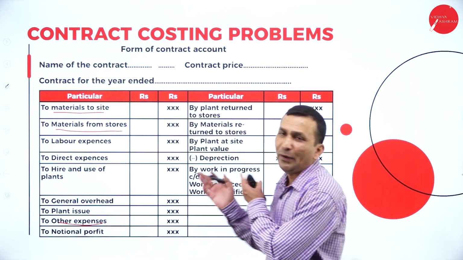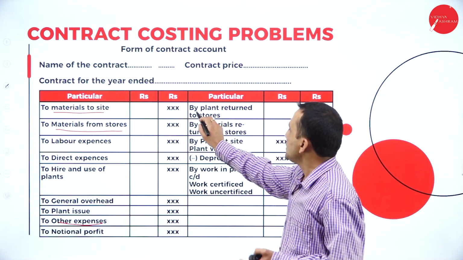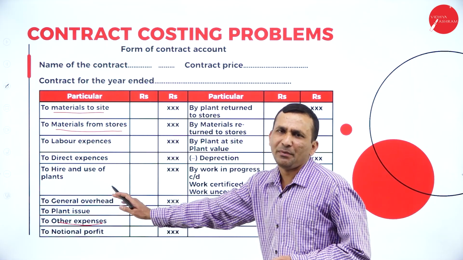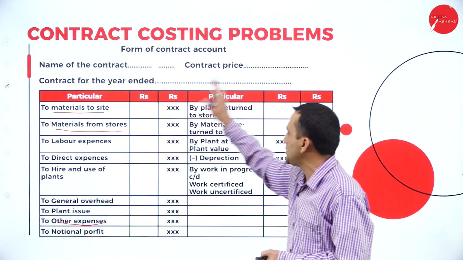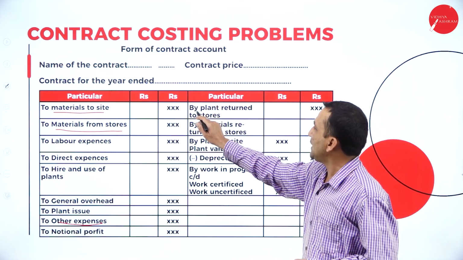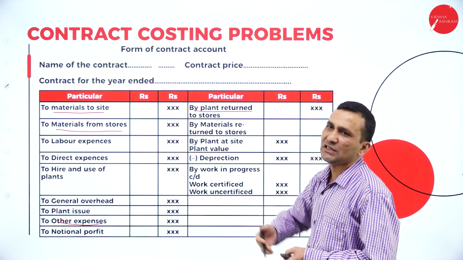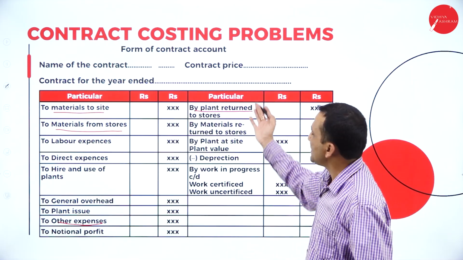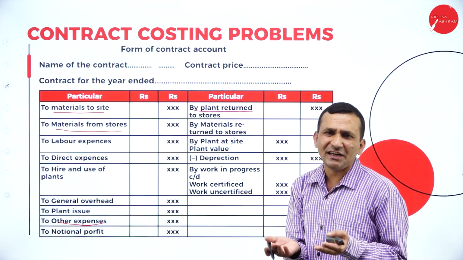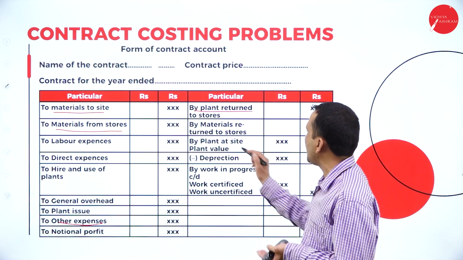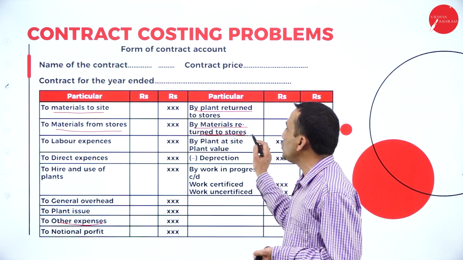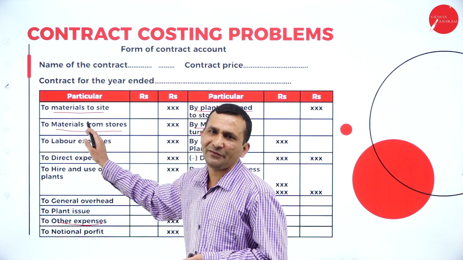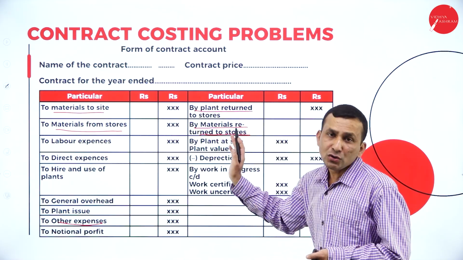Obviously, the notional profit: whenever the credit side is more, you get the difference from the debit side. Moving to the income side, the credit side. Once the construction work is completed, the plant goes back to the store. That is plant returned to the store after the construction work is completed, which the contractor treats as income or an asset. Material returned to the store: whatever unused material is there goes back to the store.